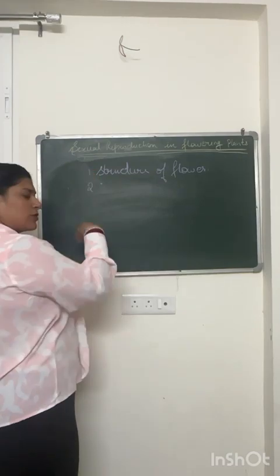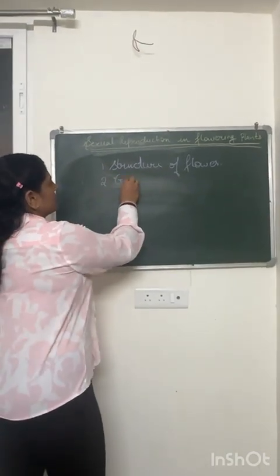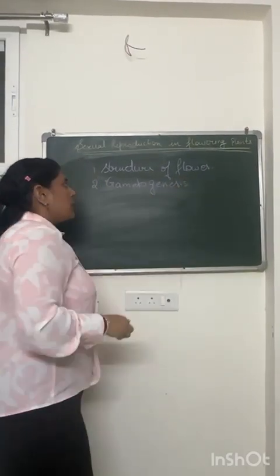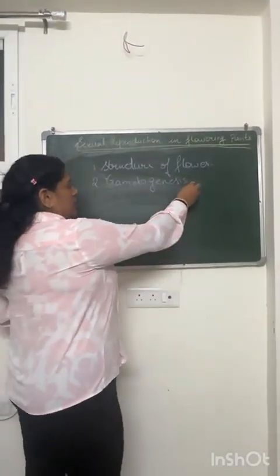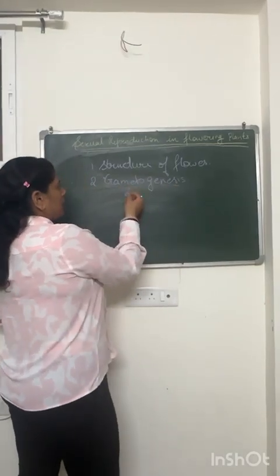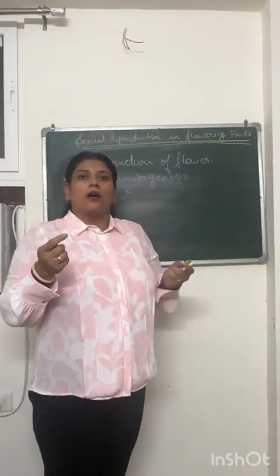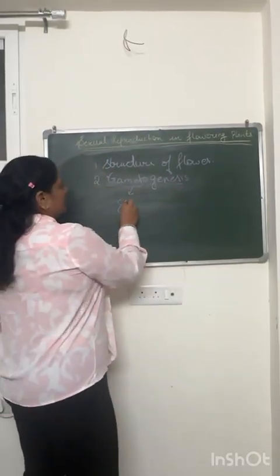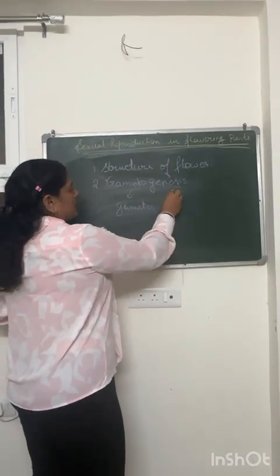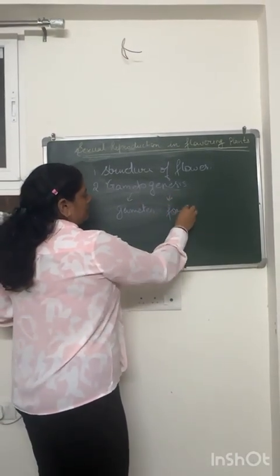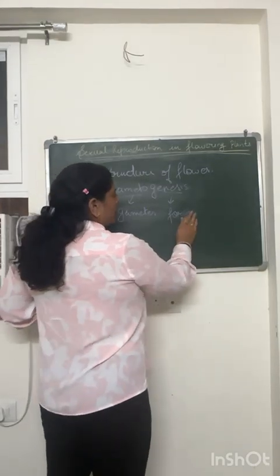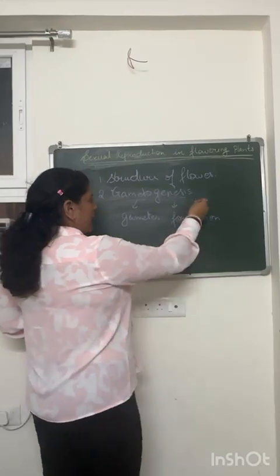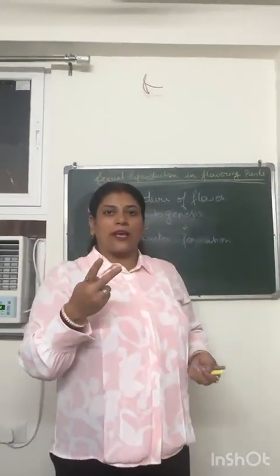Second, which is also very important, is gametogenesis. Right? So what is gametogenesis? Gametogenesis is formation of gametes. This word is made up of two words, gameto and genesis. Gameto means gametes, genesis means formation, or you can say to produce, formation. So basically in flowering plants, we have two types of gametes.